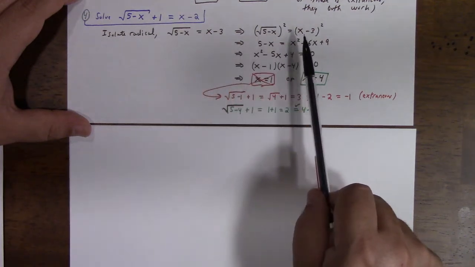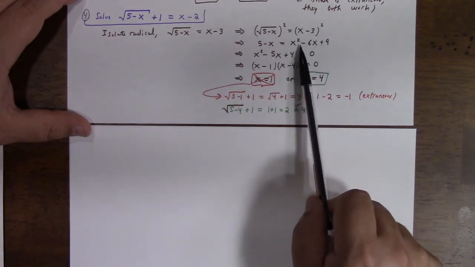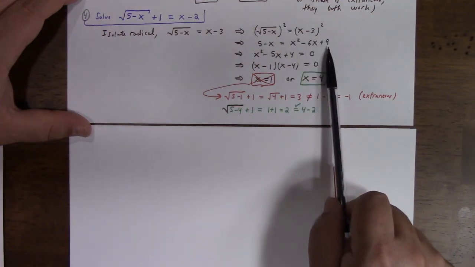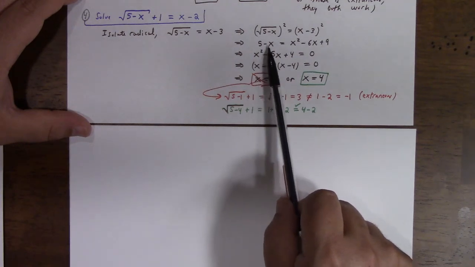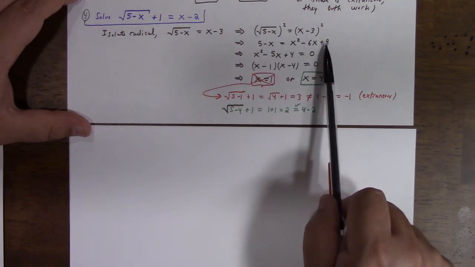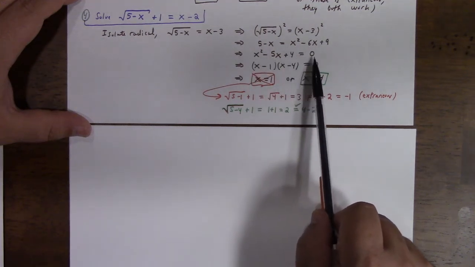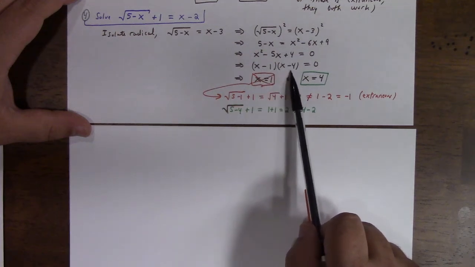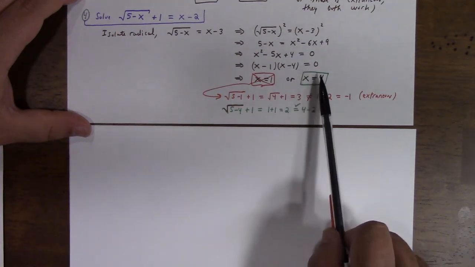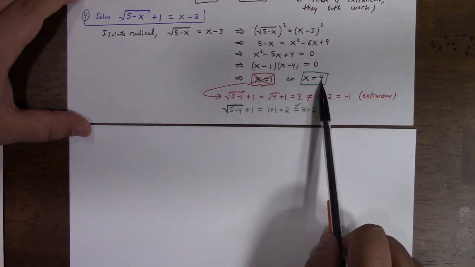Now we square, and that gives us this. Foiling that out gives me x squared minus 6x plus 9. This squares to 5 minus x. So then I have a quadratic equation, not in standard form yet. Put it into standard form, we get x squared minus 5x plus 4 equal to 0. That factors to x minus 1 times x minus 4 equal to 0. So we have two potential solutions, 1 or 4.